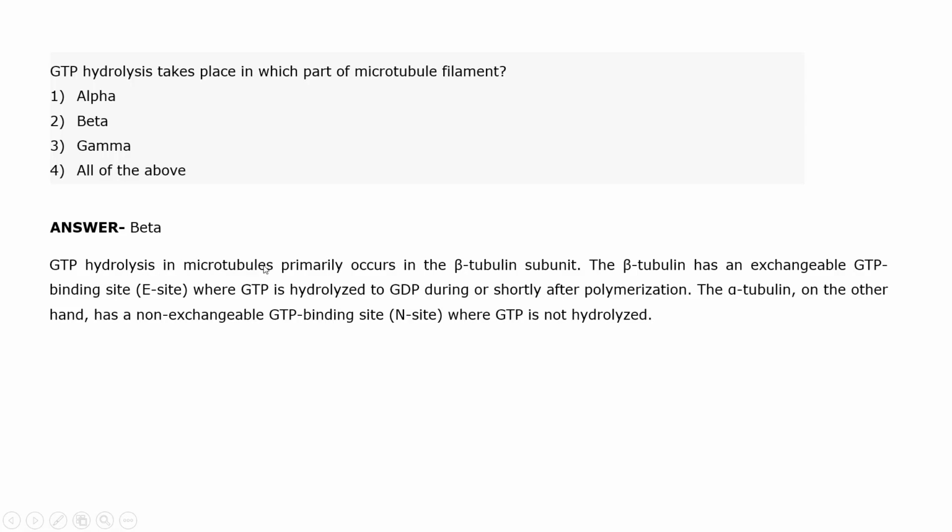So GTP hydrolysis in microtubules primarily occurs in the beta tubulin subunit, and it has an exchangeable GTP binding site, which is also called the E site, where GTP is hydrolyzed to GDP during or shortly after polymerization. The alpha tubulin also has a non-exchangeable GTP site which binds tightly to GTP. However, GTP hydrolysis cannot take place in this case. So that's the basic function of both of these tubulin subunits present in a microtubule. So I hope I am clear. Does anyone have any doubt regarding this?